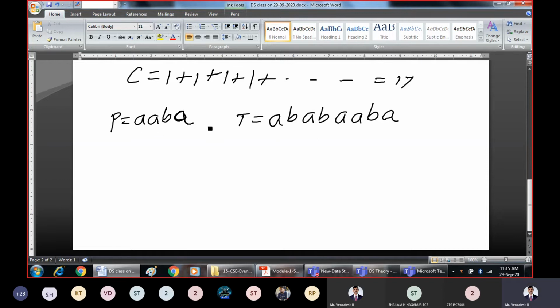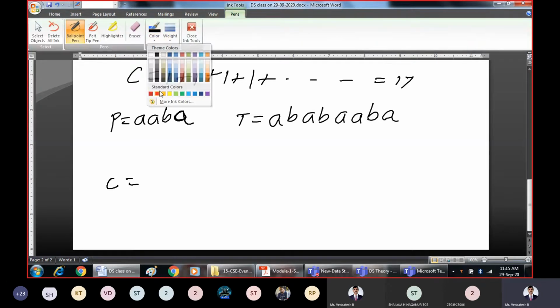So what is the pattern? AABA, and this is the given text string, the set of characters, and you should find how many comparisons we do. So compare the first character A. I'll take some other ink for better differentiation. What is the first character of the pattern? A. What is the first character of the given string? A. So they are matching. But don't treat it as one comparison yet. Once you find A here successfully, what is the next character that you want? The next character that we want is again A. What is the second character here? The second character is B.